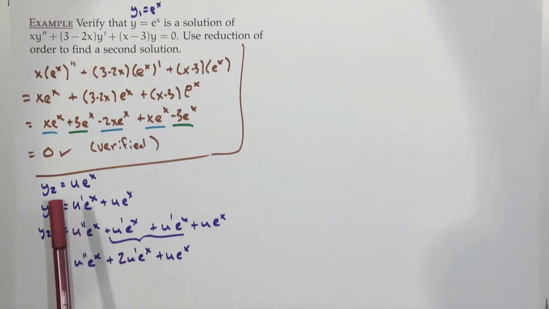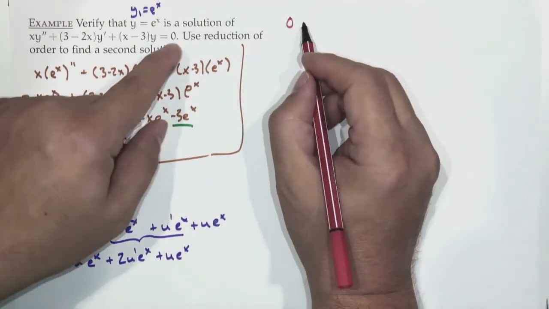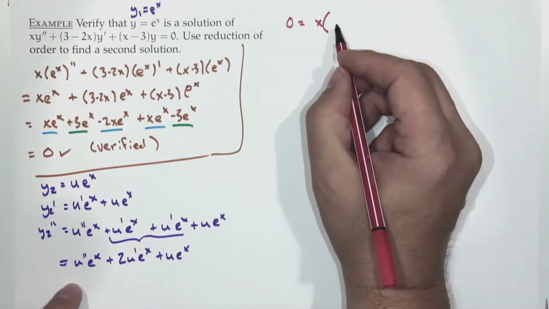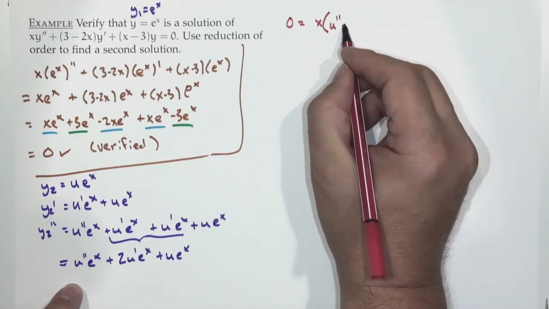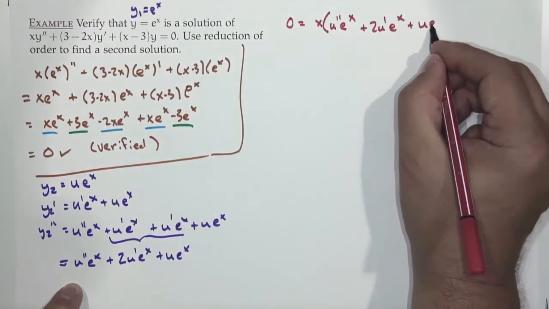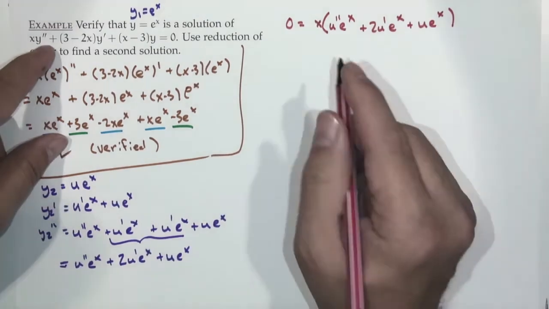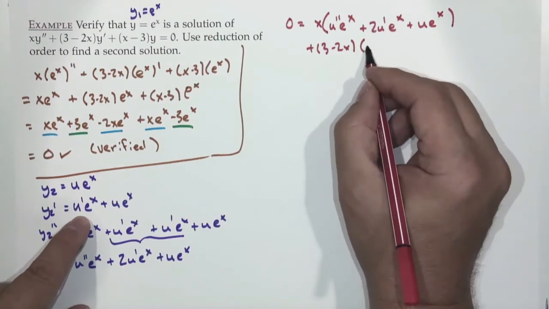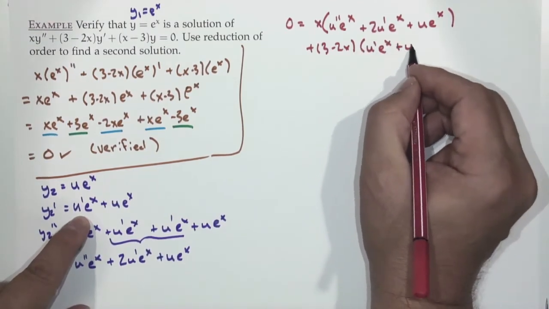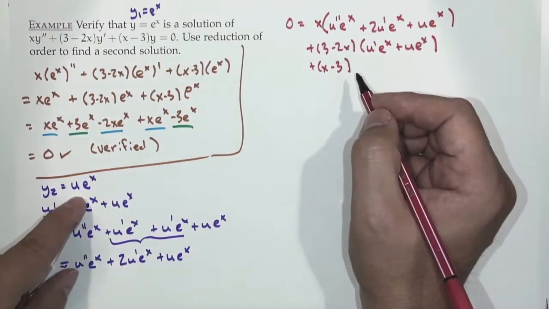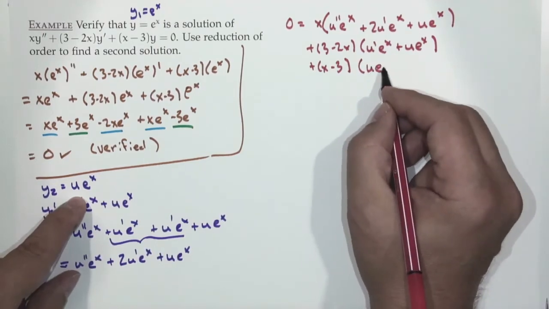So we have our pieces, and now we plug it in. So we get 0 equals x times, and we plug in y2 double prime: u double prime e to the x plus 2u prime e to the x plus u e to the x. All right, plus (3 minus 2x) times y2 prime: u prime e to the x plus u e to the x, plus (x minus 3) times y2: u e to the x.